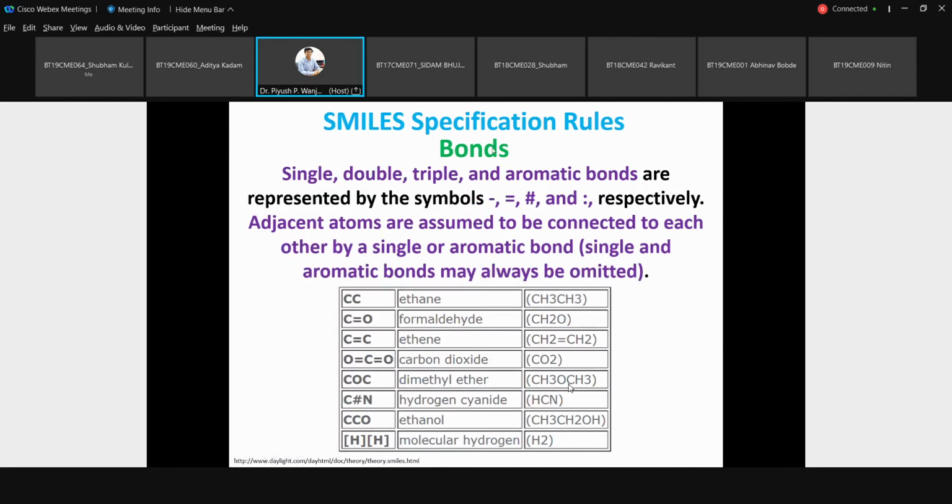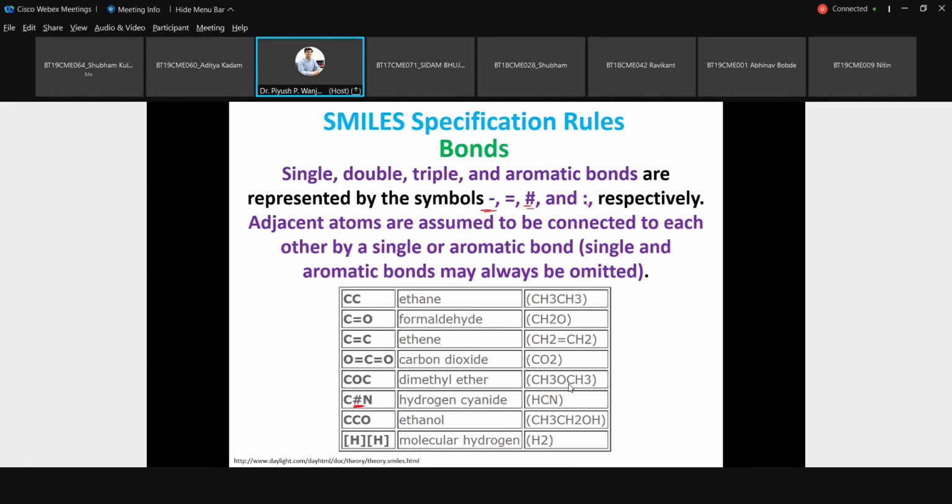Now for bonds, which is the second thing you should know. Most of the time, when nothing is in between two atoms, you can consider that they are bonded by a single bond. But you can also specifically mention a dash between them to show they are attached by a single bond. The double bond is represented by the equal sign. Then a triple bond is represented by the hash symbol.